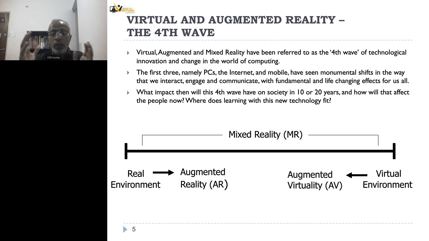So in the range, we have also the augmented reality, which comes somewhere in between. That is, there is a part of reality and there is a part of virtuality. Also, we have augmented virtuality, where the majority of it is virtual images and objects being projected, and the combination of real and virtual objects.